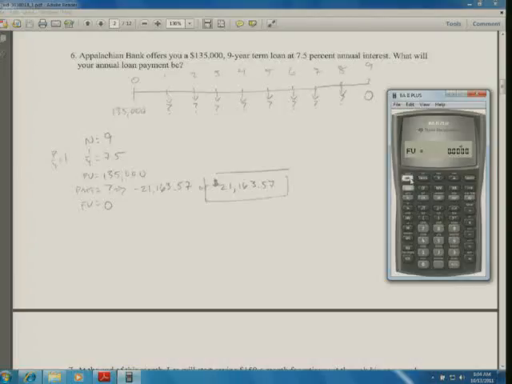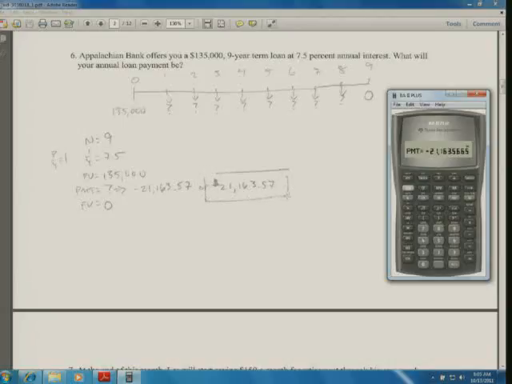And then we want to compute payment, so we're going to hit compute payment, and we see a negative $21,163.57. Right? And the negative makes sense here because we picked the perspective of our own pocket. We received the $135,000 up front. That was a positive cash flow. And every year we have to pay out, it's a negative cash flow, a $21,163.57 in order to pay off this loan in 9 years. And so that's why the negative there.